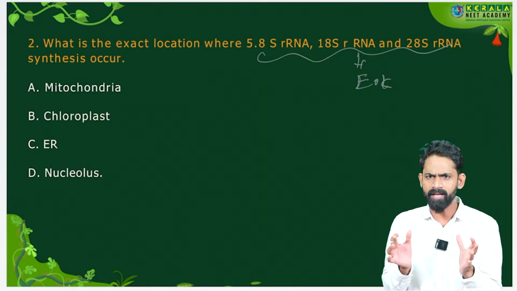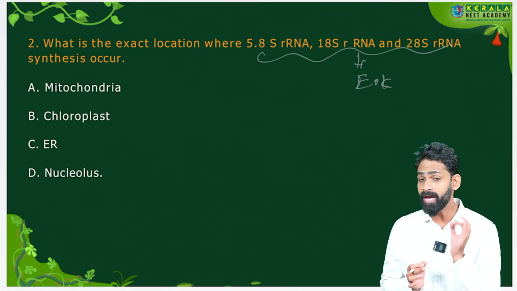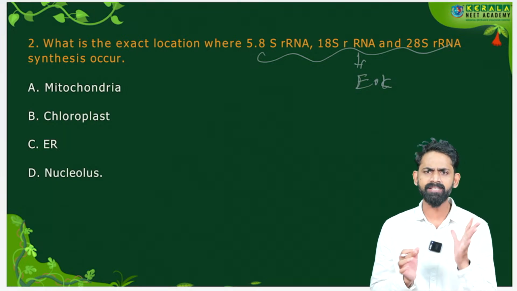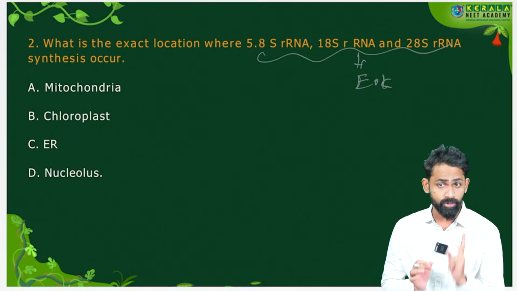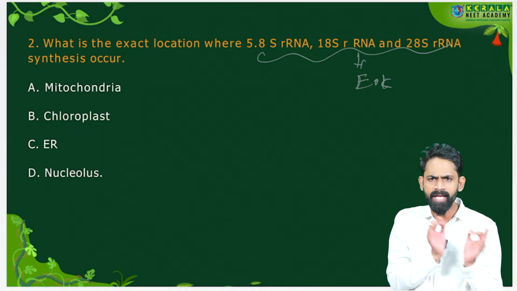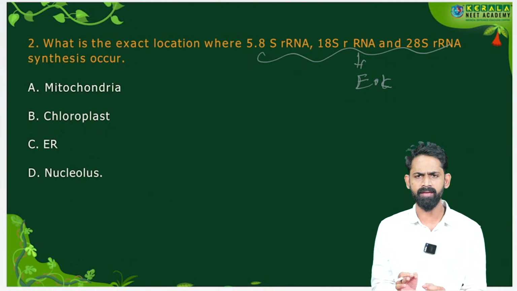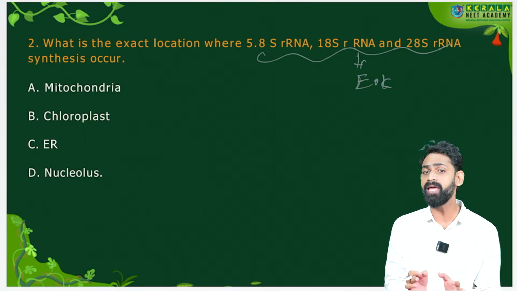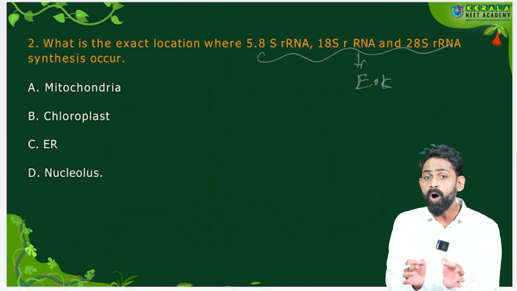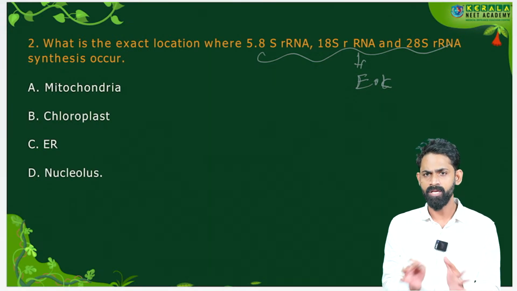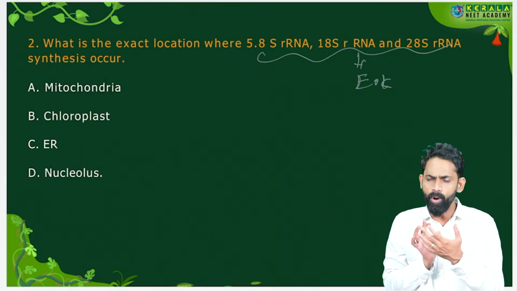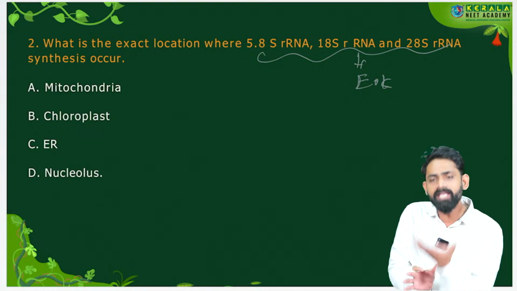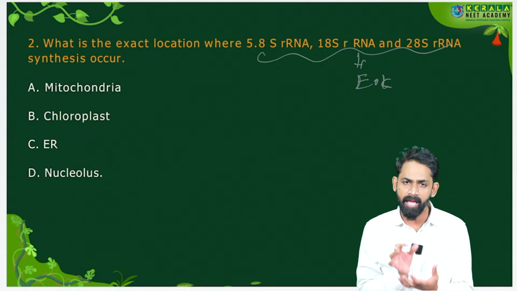RNA polymerase 1 is involved in the synthesis of 5.8S rRNA, 18S rRNA and 28S rRNA. RNA polymerase 2 is involved in the synthesis of hnRNA and mRNA. RNA polymerase 3 is involved in the synthesis of tRNA, 5S rRNA and small nuclear RNA. So with this point I said, okay, the eukaryotic cell or eukaryotic nucleus consists of three types of RNA polymerases.